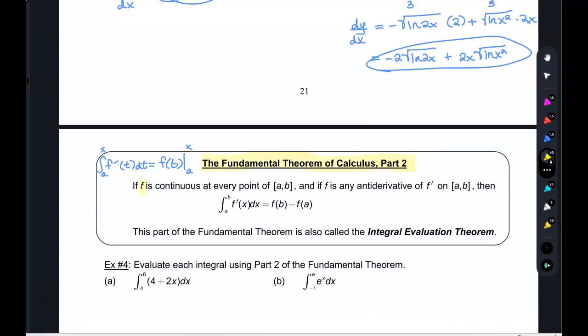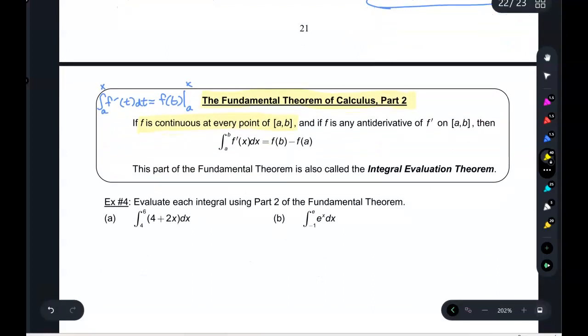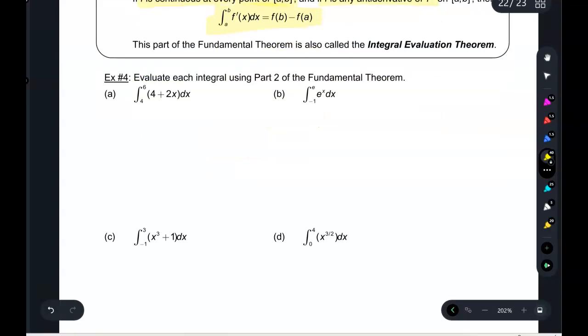So again, f is continuous. F is an antiderivative of f prime. So when we integrate, we get f of x, and so we do f of b minus f of a. So this whole next part is going to be what we've already done. That's why I said it's okay.